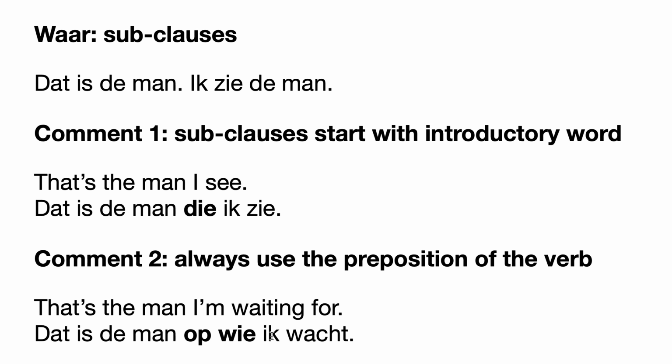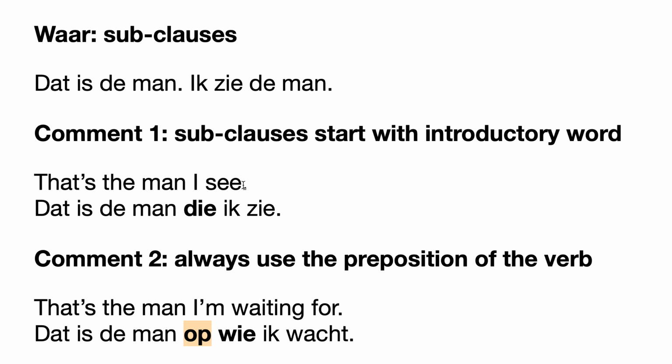If in the second sentence, so that's the man I'm waiting for. That's the man, that's the main part of the two sentences. Here you're talking about the man. You're giving some information about the man that I am waiting for. If there is a preposition, you have to use the preposition in front of this little sentence.